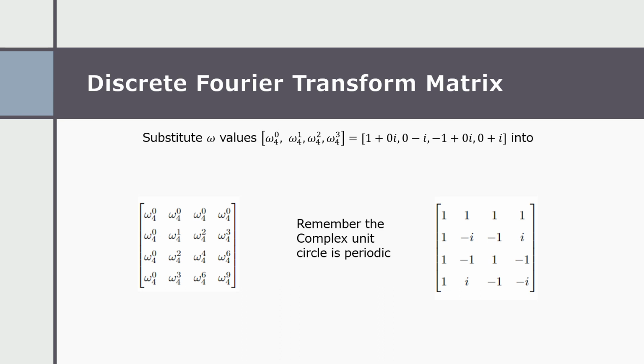So you can see that we can substitute our omegas into the omega matrix that we created earlier. You just need to remember that the complex unit circle is periodic, and on the right is the final DFT matrix for n equals 4. You can just put a column vector on the right of length 4, matrix multiply, boom.